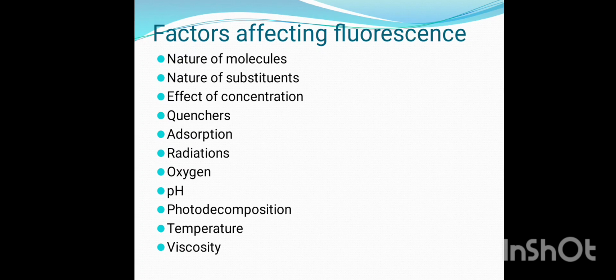Then quenchers. Quenchers means the presence of some impurity or any other substances that may alter the phosphorescence and fluorescence property of the main compound. Similarly, the presence of oxygen and pH may also affect the fluorescence property.